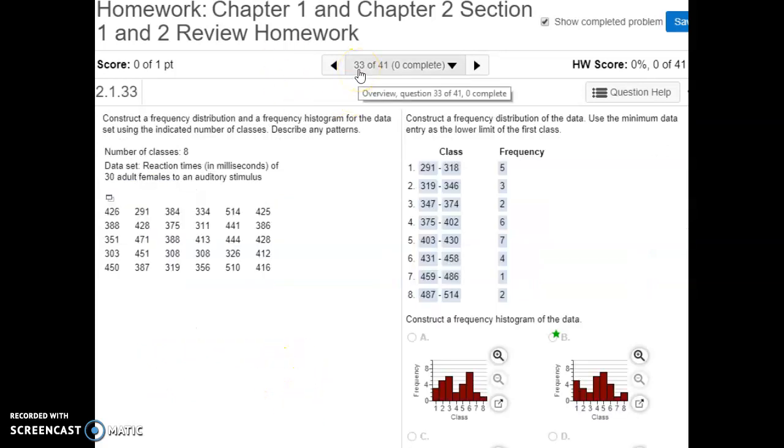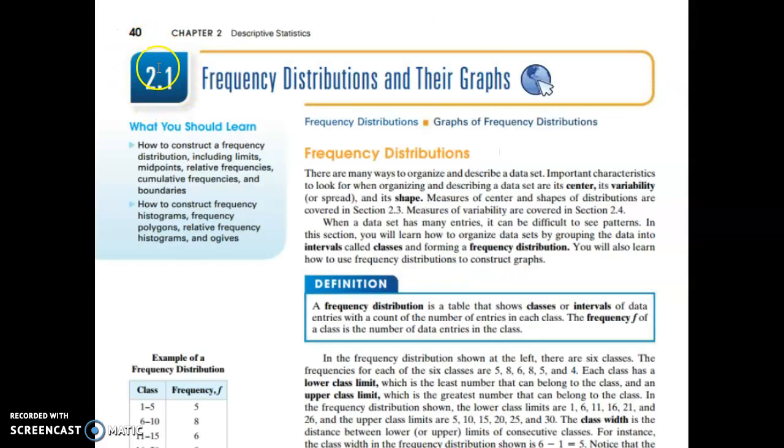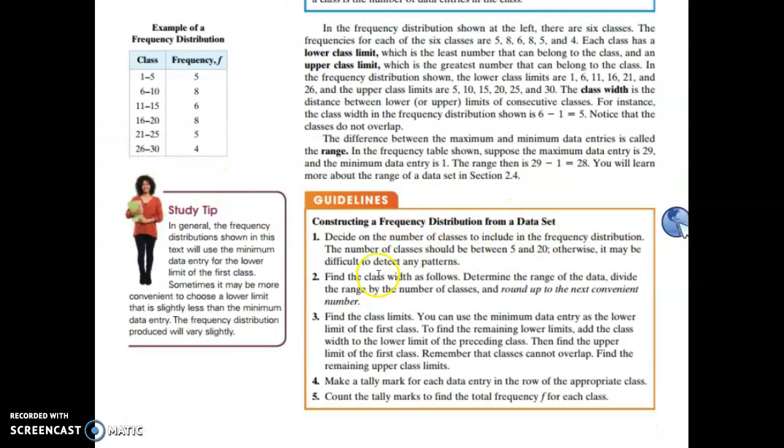Number 33, we are again creating a frequency distribution to start with, and it tells us the number of classes we're going to use. Looking at our steps, at the beginning of the section, they're listed here. First, you want to decide on that number of classes, which is 8 for this example problem. And we find the class width by taking the range of the data: the largest value subtract the smallest is the range, and divide by the number of classes.